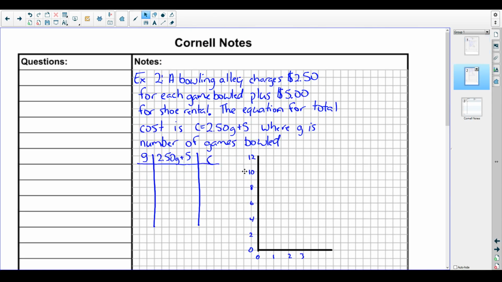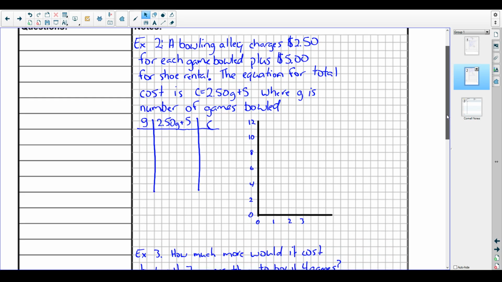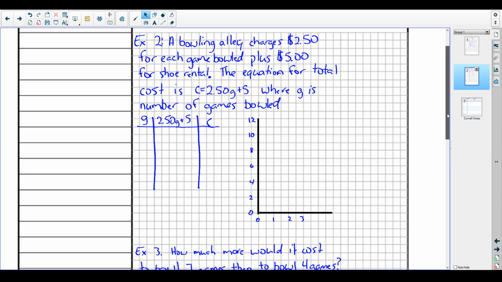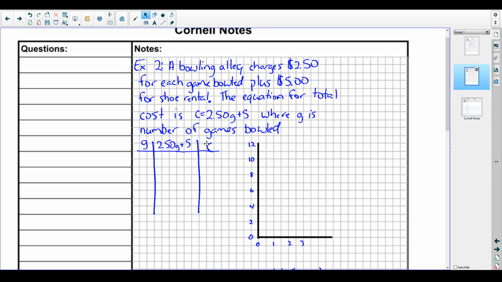Alright, halfway there. So our example 2, bowling alley charges $2.50 per game, plus $5 for shoe rental. The equation for total cost, this is nice because we're new at this, so it just tells you what the equation is. By the end of this chapter, you'll be able to write these yourself. So our equation is C equals 2.5G plus 5, where G is the number of games bowled, and C is the total cost.